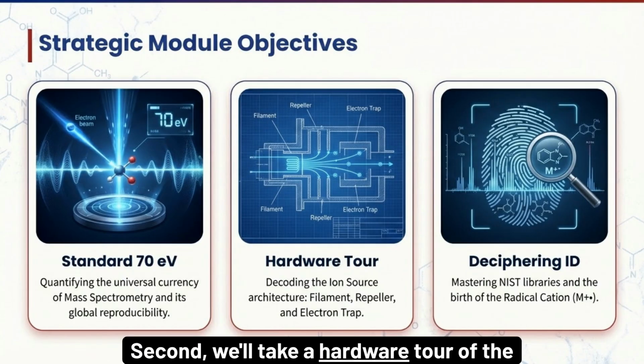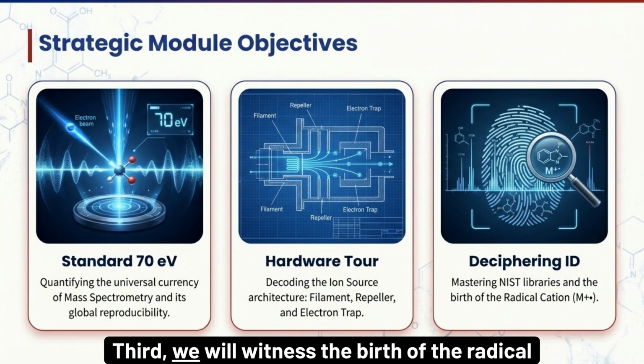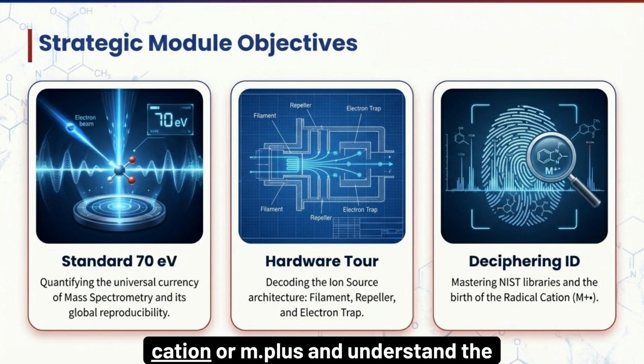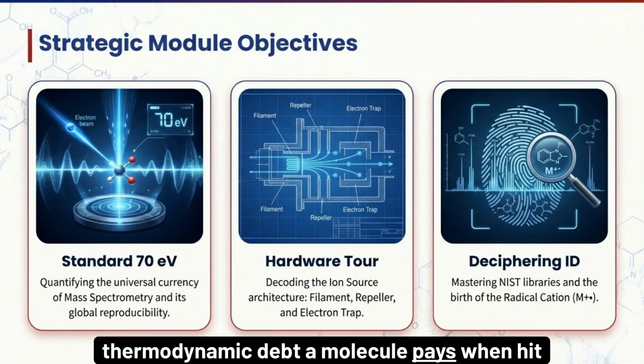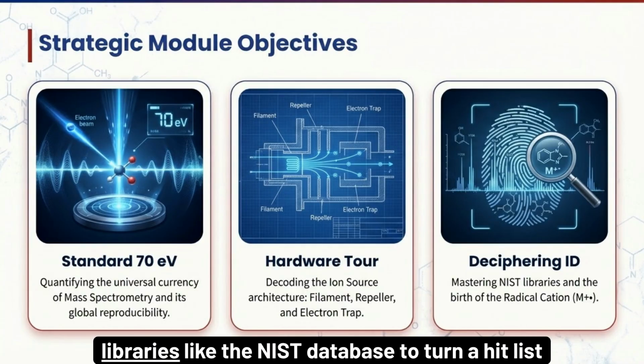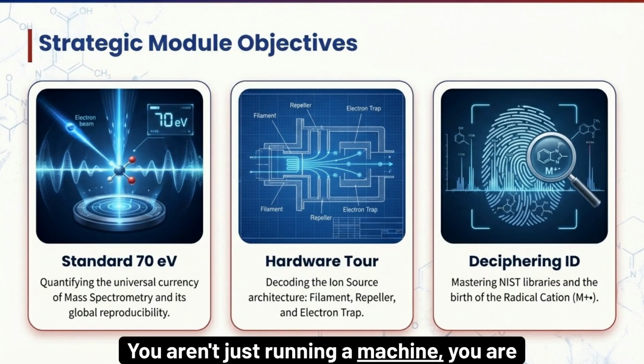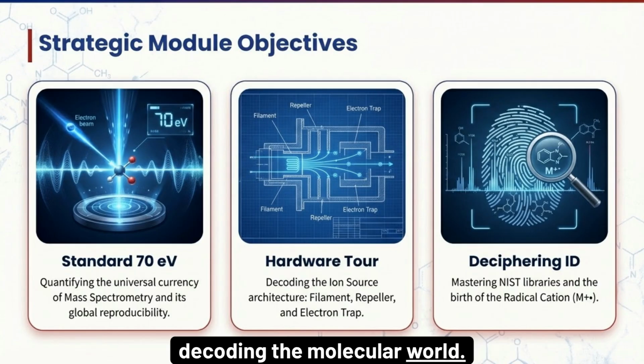Second, we'll take a hardware tour of the filament, the repeller, and the electron trap. Third, we will witness the birth of the radical cation, or M+, and understand the thermodynamic debt a molecule pays when hit by the beam. Finally, we'll learn how to leverage global libraries, like the NIST database, to turn a hit list into an instant identification. You aren't just running a machine, you are decoding the molecular world.